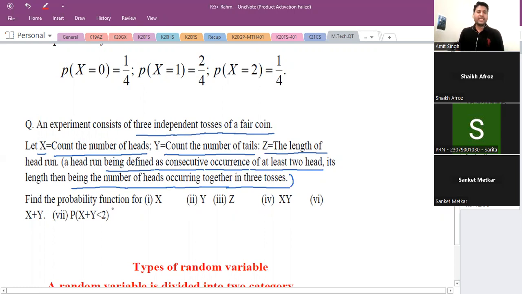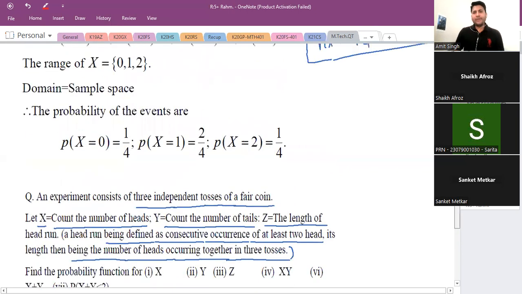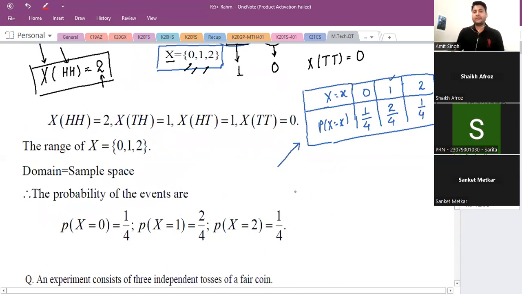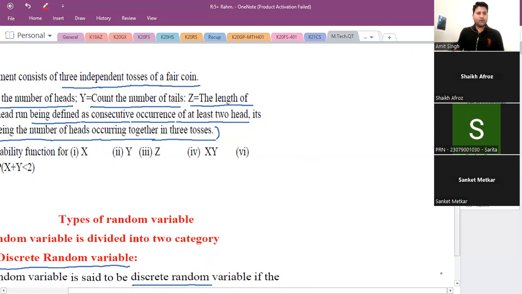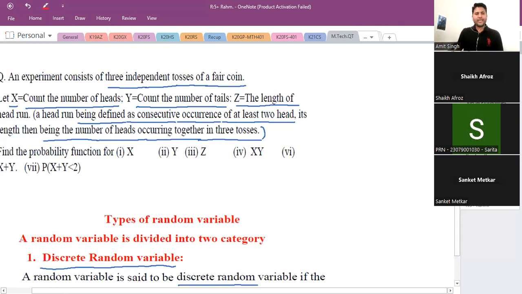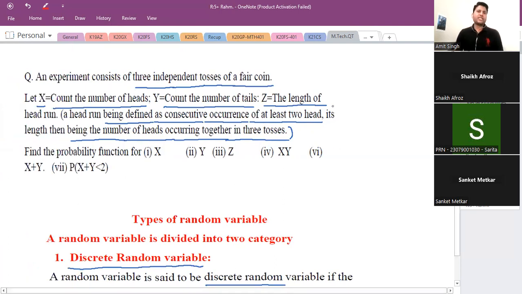Now the question is asking us to find the probability function. Probability function means probability distribution function, as we have done in the last example. So before writing the probability distribution function, what do I need to decide? I need to decide the possible values of the random variables. In this example, we have three random variables. First we will decide the values, then on that basis we will make a probability distribution table. So variable x is there, variable y is there, and variable z is there.